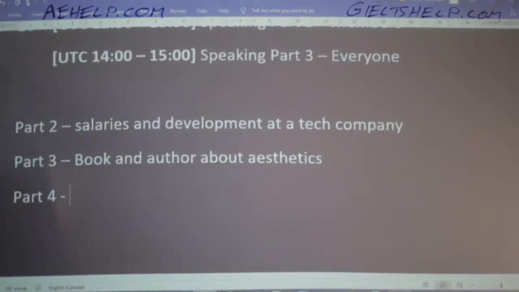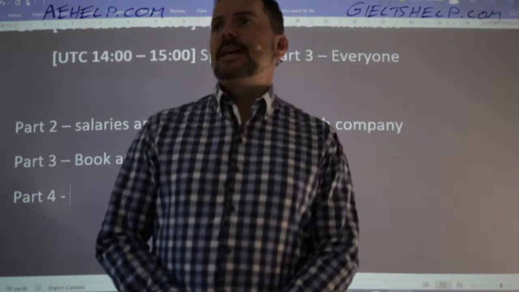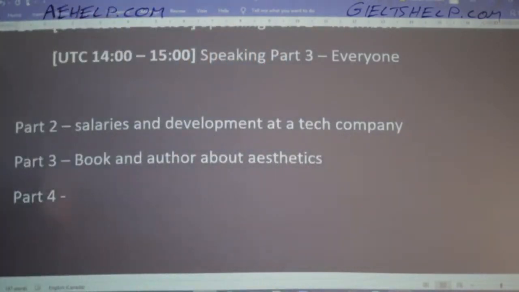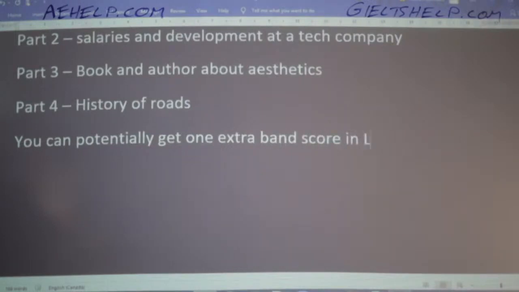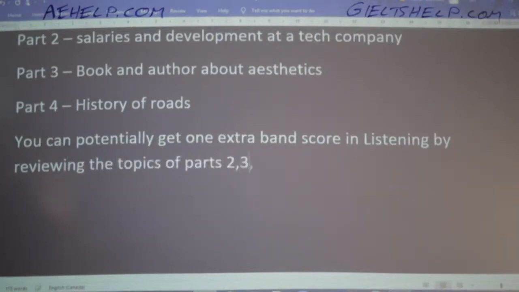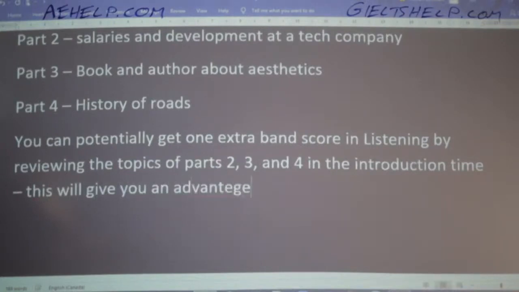And part 4, anybody caught what that was about? Arda says part 4 was something about roads. Yeah, exactly. History of roads. Okay, so this can easily save you a band score on the exam. You can, I'm going to say potentially, get 1 extra band score in listening by reviewing the topics of parts 2, 3, and 4 in the introduction time. This will give you an advantage for comprehension. Okay, so keep that strategy in mind. It's a good one.